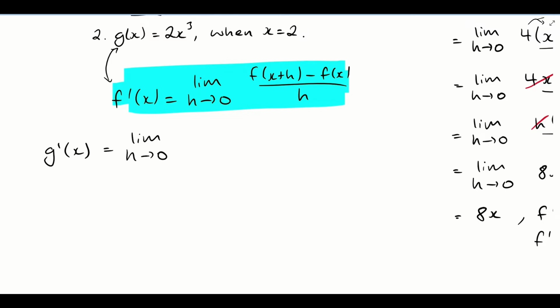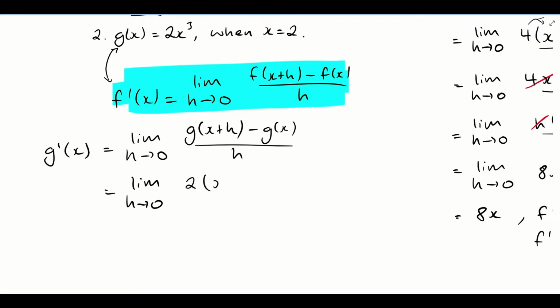We just change all the f's to g's because the f and the g are just labels of our functions, right? So the limit as h moves to 0 of g outside of x plus h, take away g of x on top of h. Right, so let's put some values in for g of x plus h. Well, we know g of x is 2x cubed. So g of x plus h is going to be 2 outside of x plus h cubed. And of course, g of x is the 2x cubed dividing by h here.